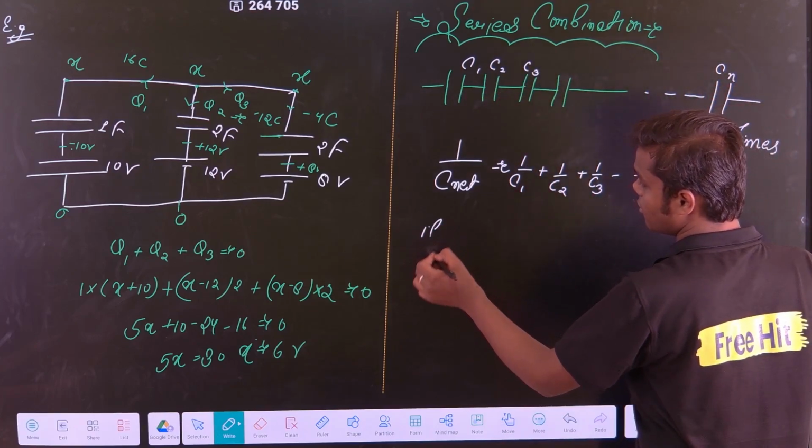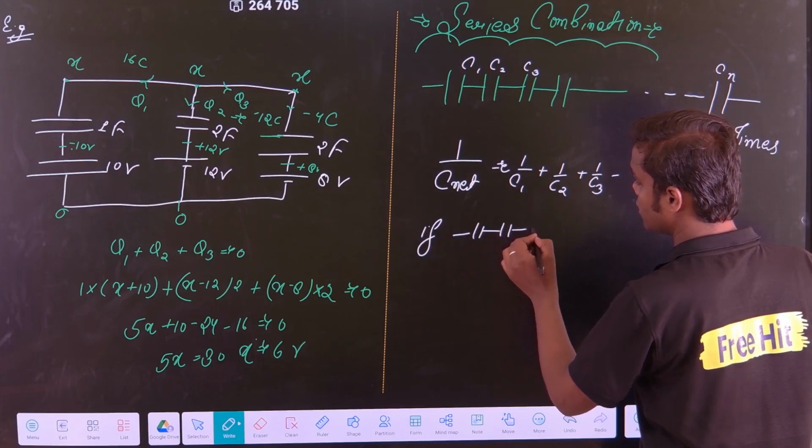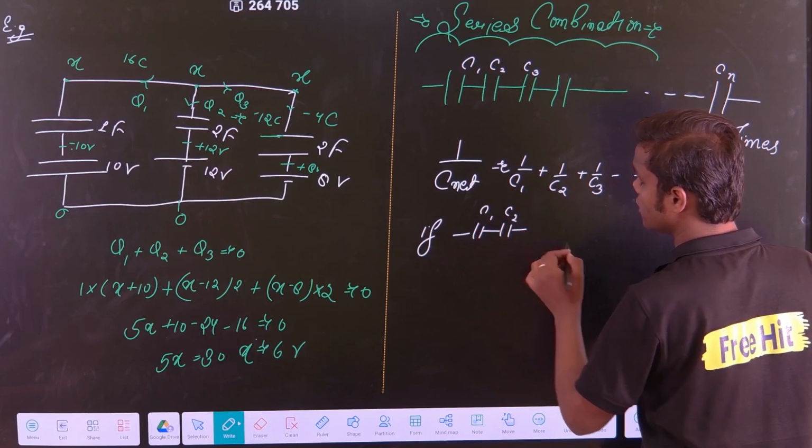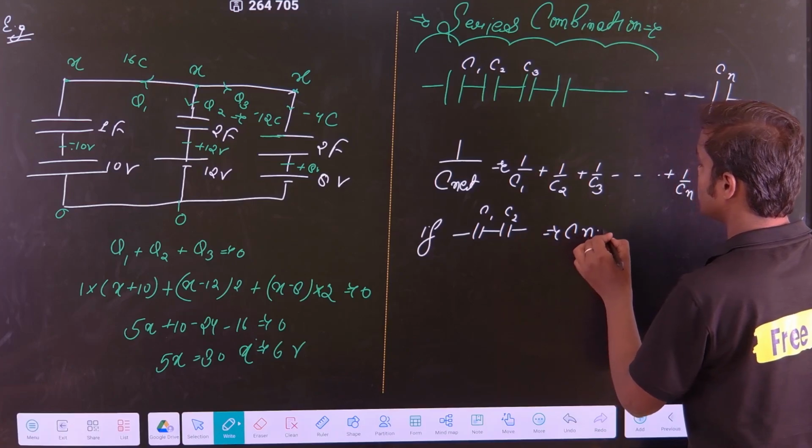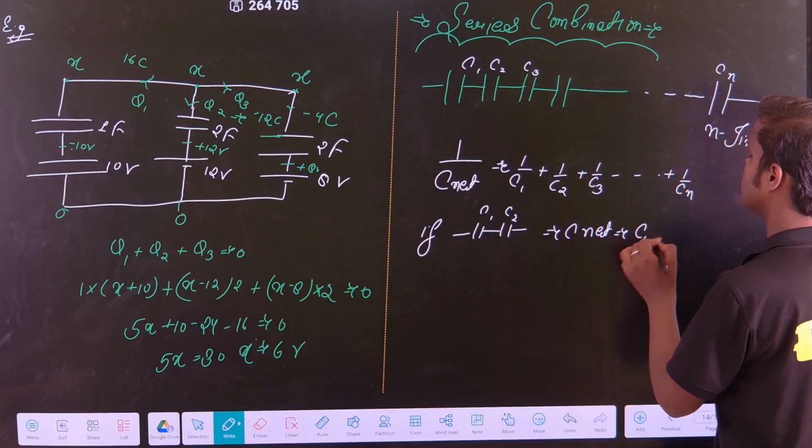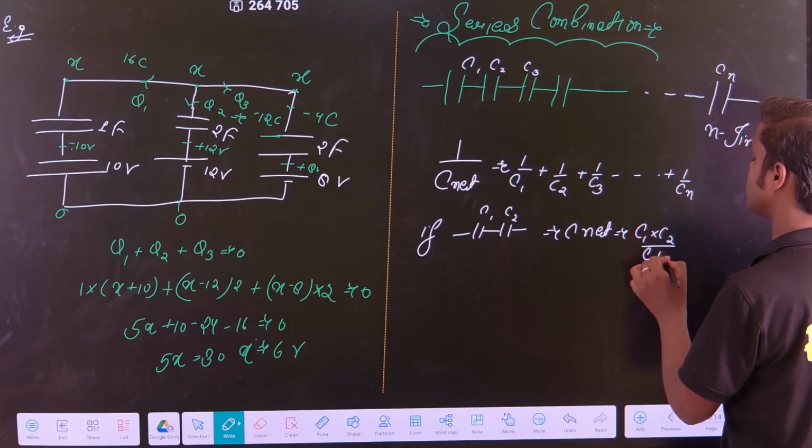So if suppose I have two capacitors, C1 and C2, connected in series, what is C net in this case? C net will be simply C1 into C2 divided by C1 plus C2.